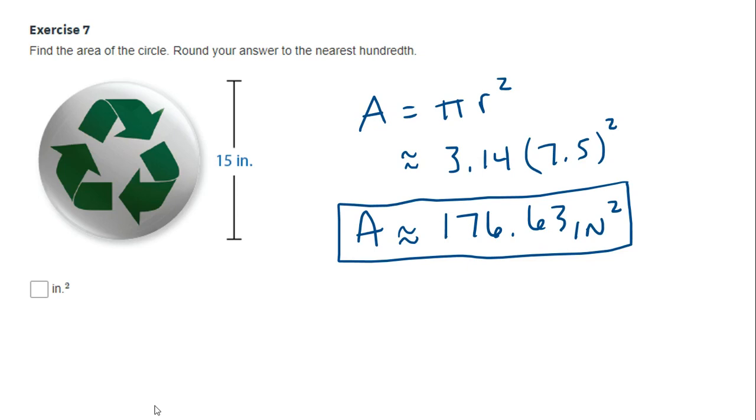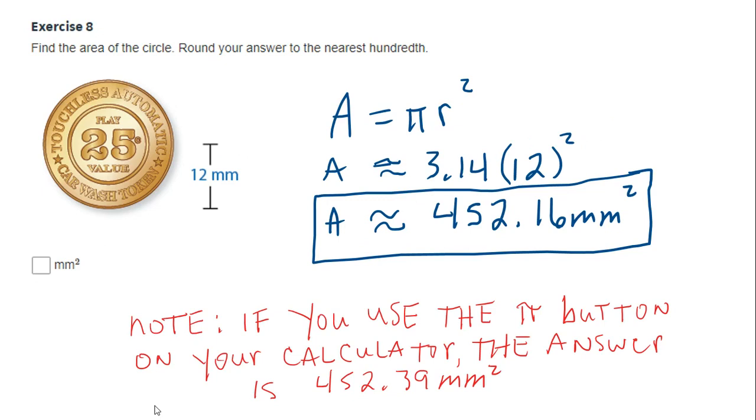Find the area of the circle. Pi times radius squared. Don't use 15 inches. That's not your radius, that's your diameter. Okay, you have to take half of that diameter to get your radius. Don't forget to do that. And I rounded my answer to the nearest hundredth.